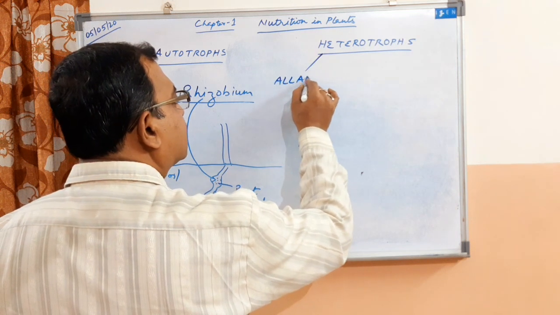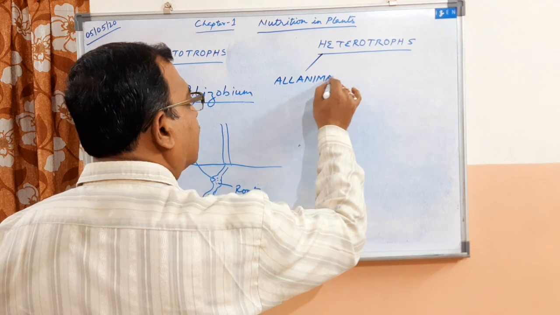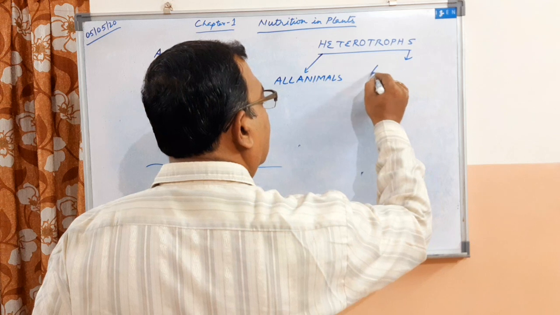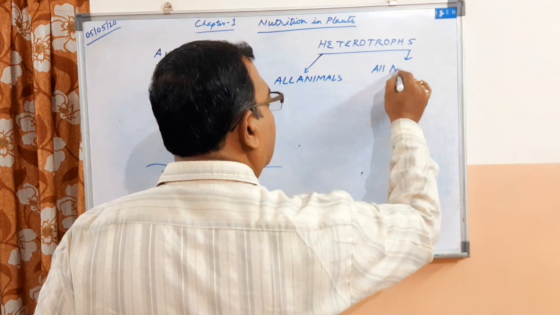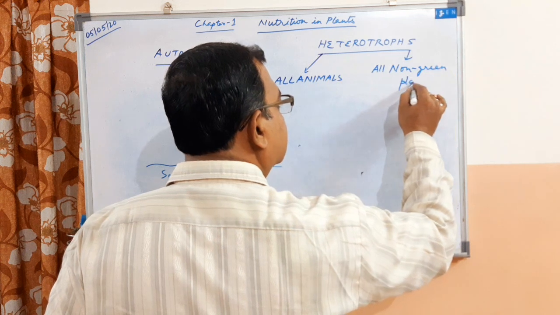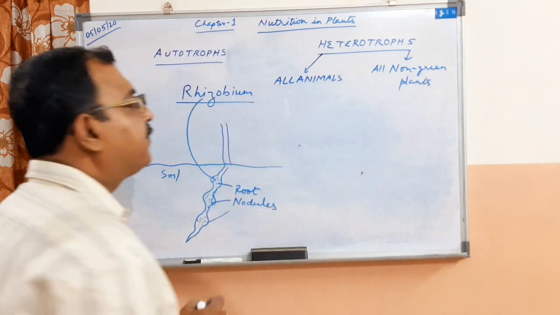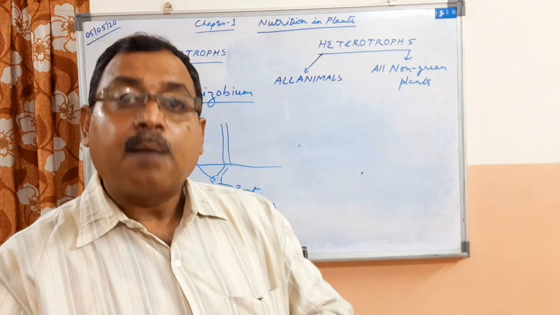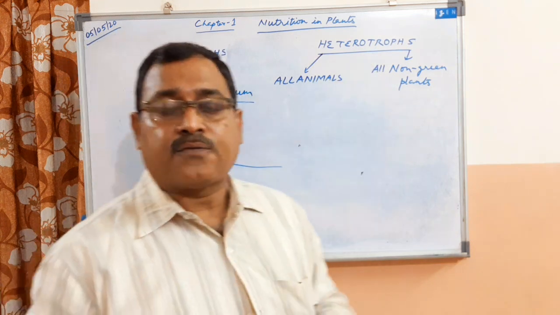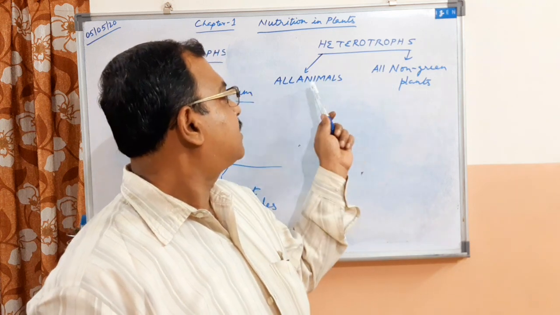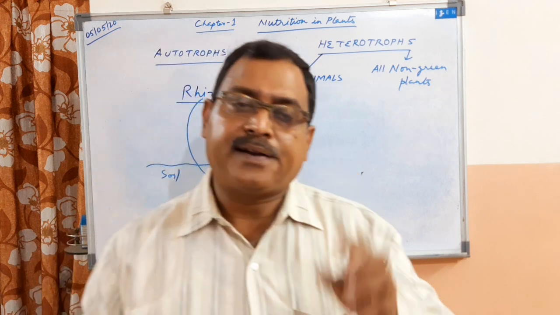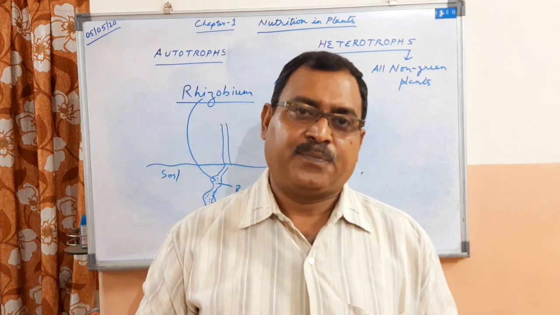All animals and all non-green plants. So all animals and all non-green plants come under heterotrophs, and these two categories, all animals and all non-green plants, they perform heterotrophic nutrition. Okay, children?